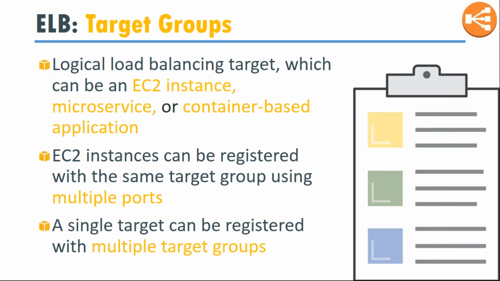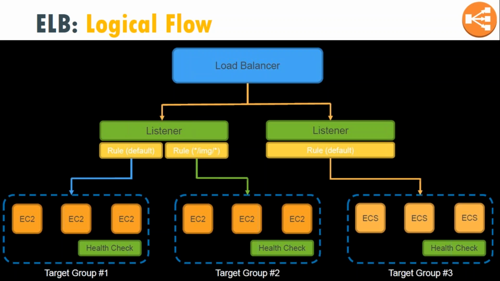Target groups. Again, this is the end destination where your traffic is destined for. It can be an EC2 instance, a container-based application, or any other microservice. You can also configure it for multiple ports, port 80, port 8080, port 40, anything you want which is not used by any other application. You can configure your load balancer to target that. And you can have multiple target groups also. So the next slide will clarify some of those concepts in a very meaningful way.